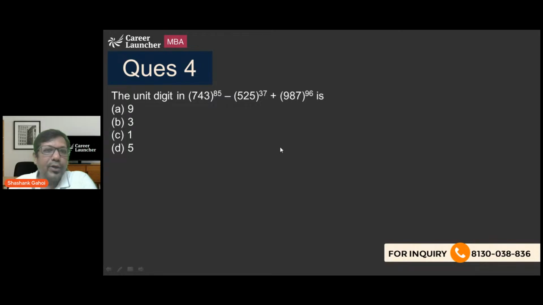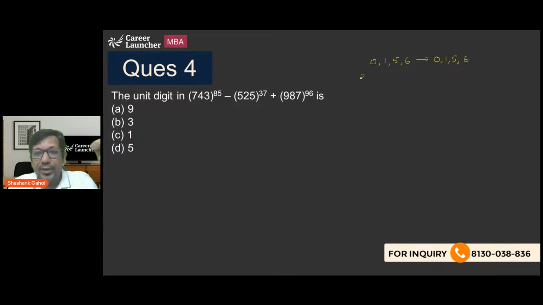I need to find out what is the unit digit of this. Okay, so how do we calculate unit digit? To calculate unit digit, the basic concept is if a number ends with 0, 1, 5 or 6, its unit digit always stays the same. They are going to be 0, 1, 5 or 6 only, irrespective of power. Obviously, there is a condition that power should be a natural number.